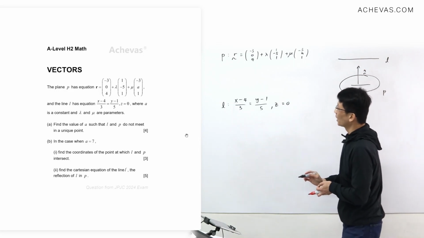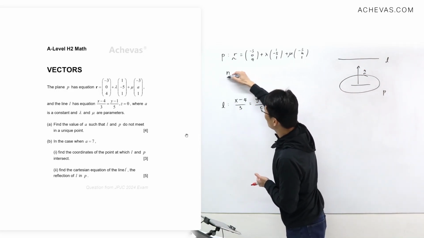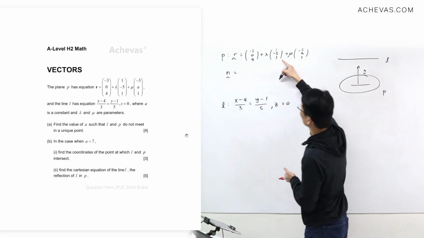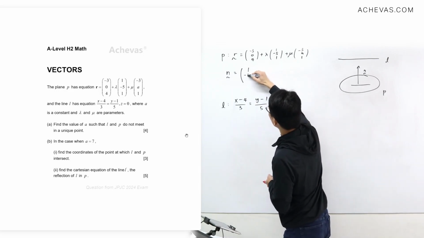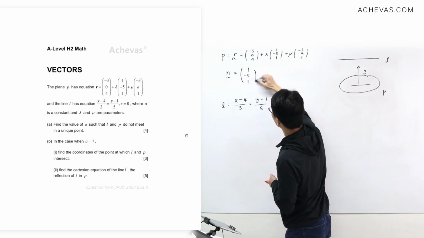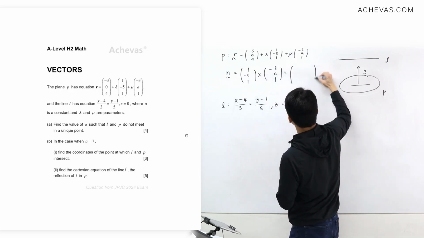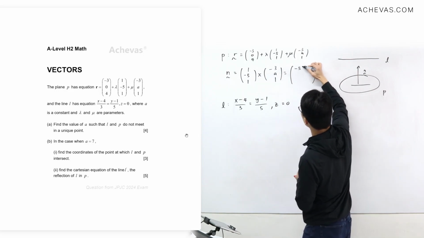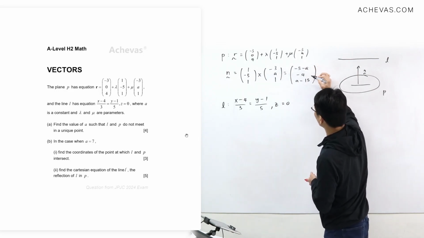So the first thing we can do is to find out the normal of the plane, which we can obtain by simply crossing the two directions given to us, which is this and this. So we get (1, -5, 1) cross with (-3, a, 1). After crossing, we should be able to get (-5 - a, -4, a - 15).